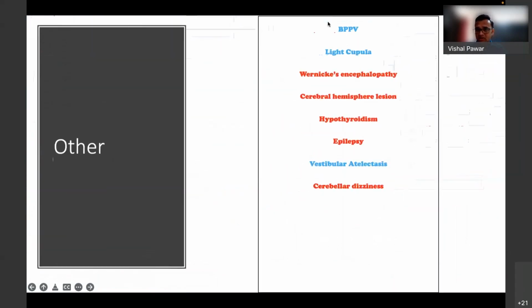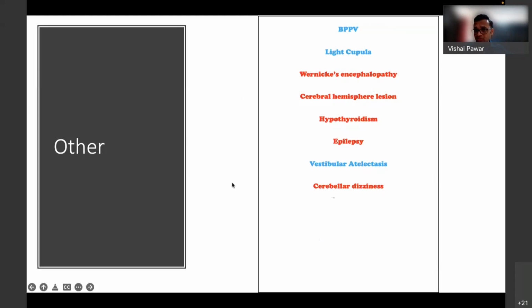The other disorders are BPPV, labyrinthitis and vestibular neuritis, which are the peripheral ones. The central ones are Wernicke's encephalopathy. It's a very important central vestibular disorder in patients with thiamine deficiency. A cerebral hemispheric lesion can also sometimes cause vertigo, for example neurocysticercosis or a focal lesion in the vestibular cortex like the insula. It is one of the important causes of central vestibular disorder.